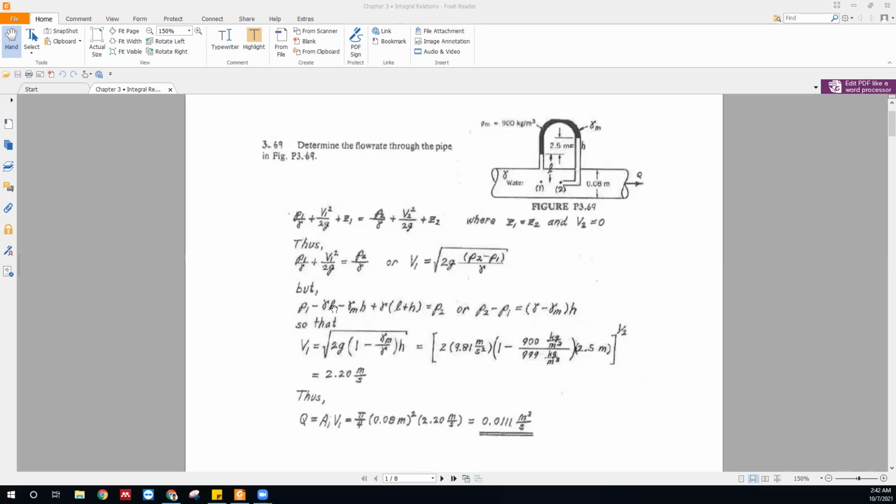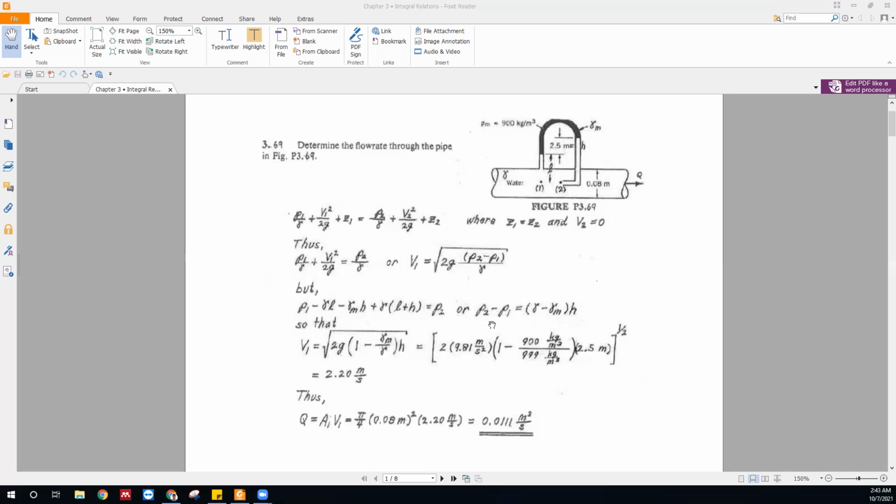We can calculate this P2 minus P1 using this equation. If we apply this equation for point 1 and point 2, we have P1 minus rho L. L is basically this distance, and this distance is the h, right? So rho L minus rho M into h plus rho into L plus h equals P2. So you can get P2 minus P1 equals rho minus rho M, where rho is the density of water and rho M is the density of this fluid, into h.